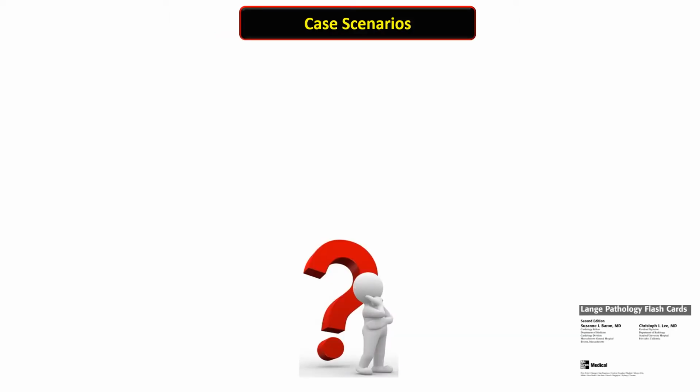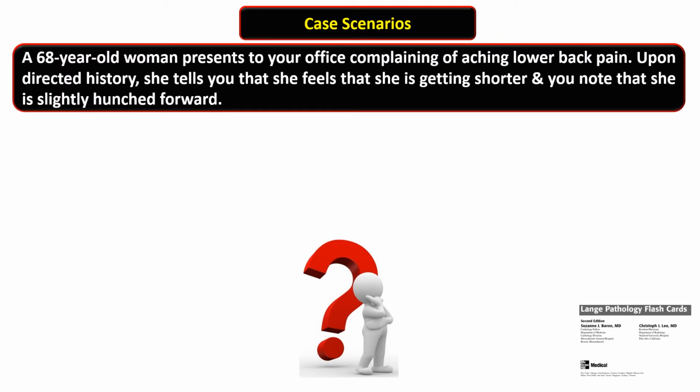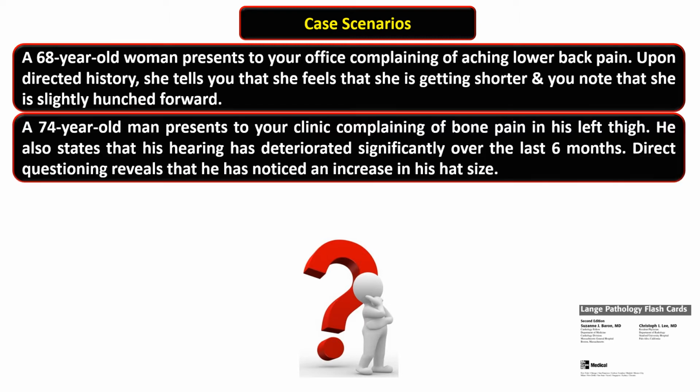By the end of this lecture, you will be able to interpret the following clinical scenarios. A 60-year-old woman presents to your office complaining of aching lower back pain. Upon directed history, she tells you that she feels she is getting shorter, and you note that she is slightly hunched forward. Then a 74-year-old man presents to your clinic complaining of bone pain in his left thigh.